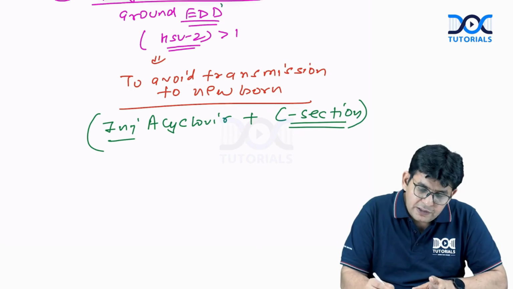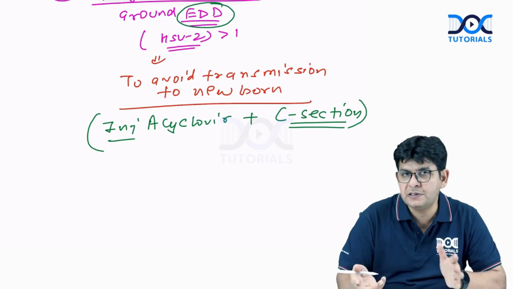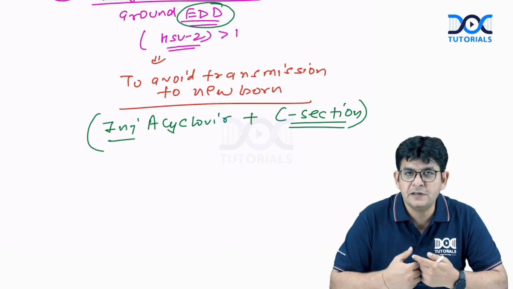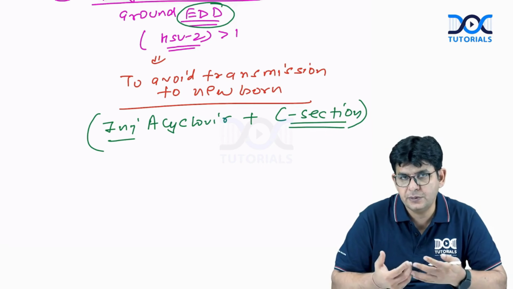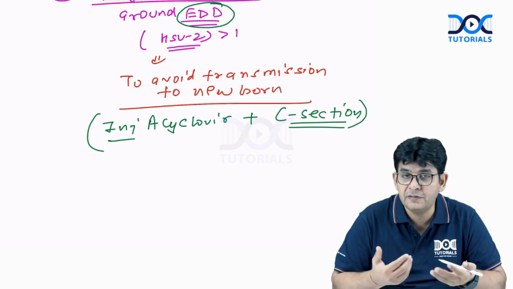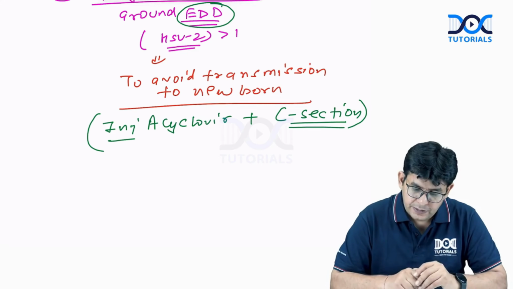And if it is not around the EDD, before it, in those earlier trimesters, it can lead to a severe condition termed neonatal herpes. Okay, it leads to neonatal herpes, or you can say congenital features might come up in that child. So that is also there.